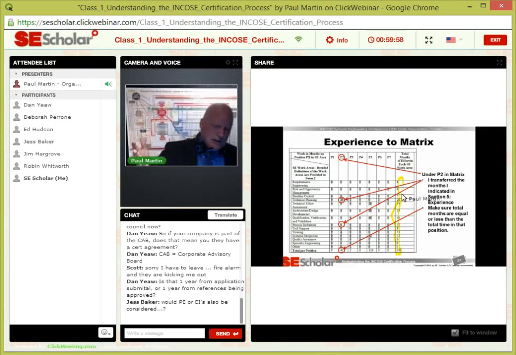Notice this column here is where it all adds up. Basically, what they're looking for is the ability to see 12 or more in 3 areas. That's what they want to see.